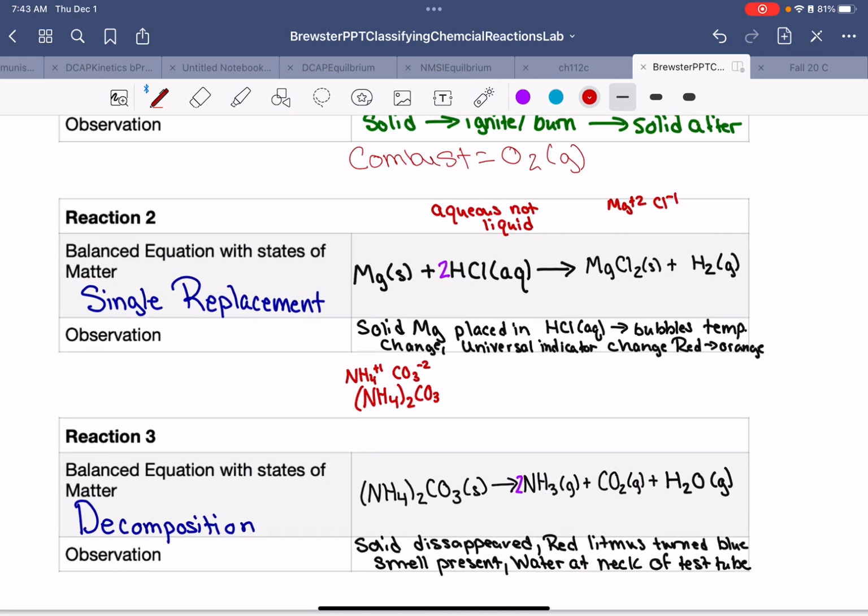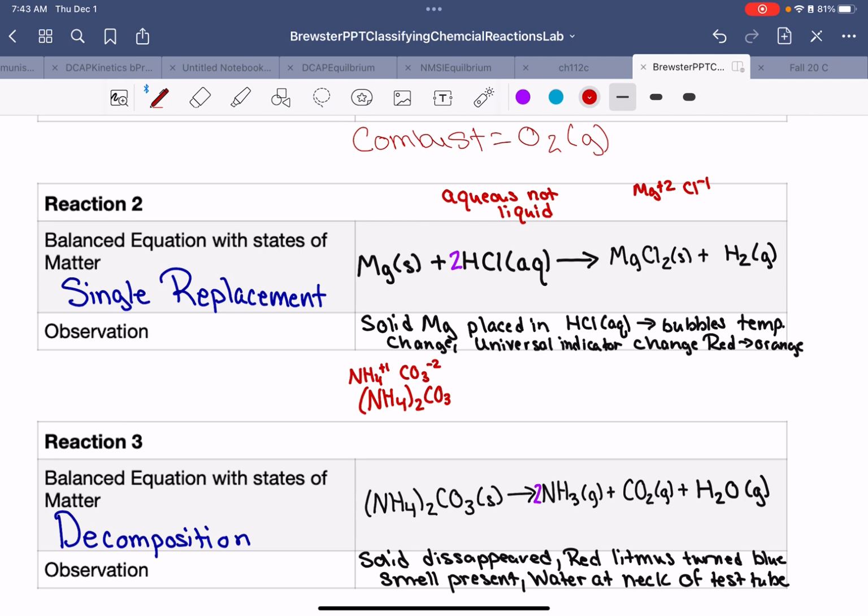So the second reaction, you took magnesium and you placed it in HCl. And many of y'all measured your temperature and noted that it increased in temperature. It was what we would call an exothermic reaction. So it gave off heat, right? Some people use universal indicator to put in there. It sometimes helps you see the bubbles better. They noticed it changed from red to kind of an orange, and that's good.